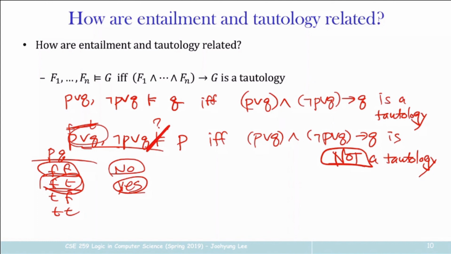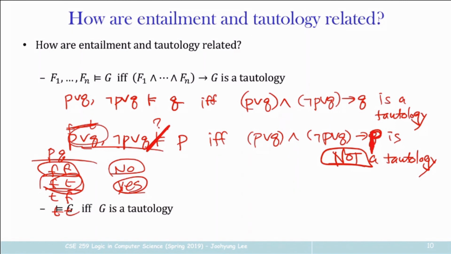Okay? Yes? Shouldn't the implies at the end be P? Oh yes, you're right. Thank you for the correction. This should be actually P. Yes. Copying it. Okay, thank you. All right.